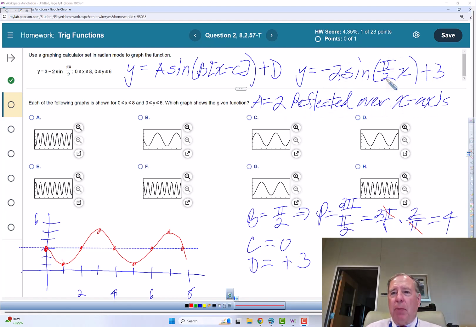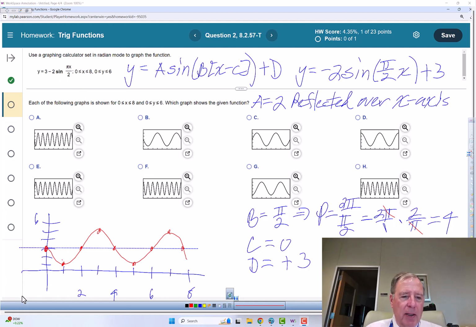So b is pi over 2, so we get period is 2 pi divided by pi over 2. And dividing with fractions is easy as pi. Flip the bottom and multiply. So the pi's cancel out here. I made 2 pi over 1 as a fraction. So my period is 4. There's no phase shift. And the vertical shift is now 3.